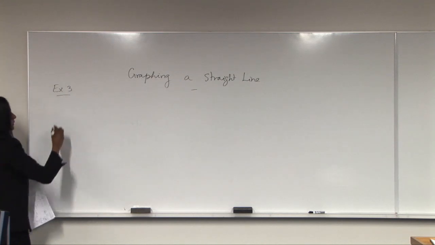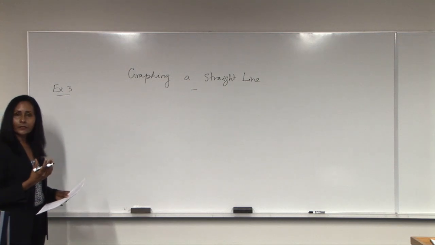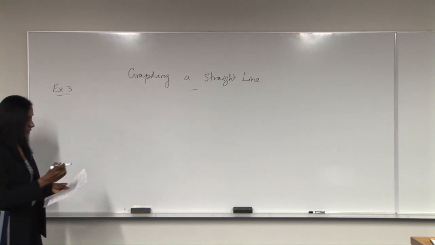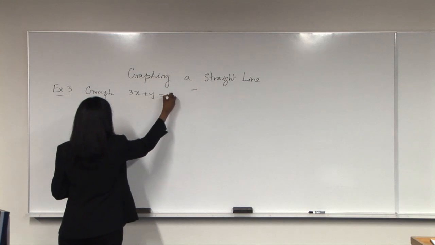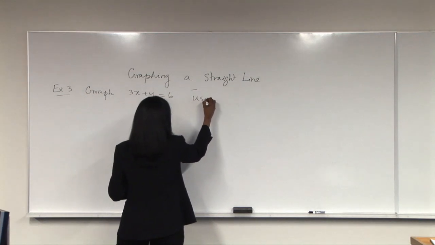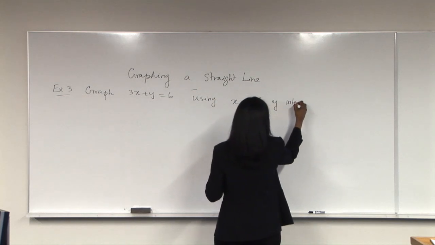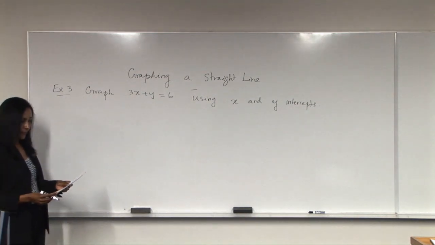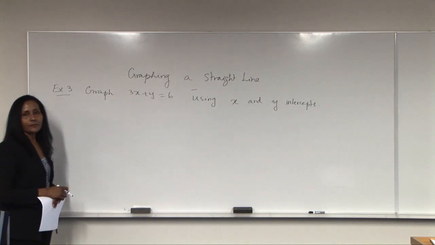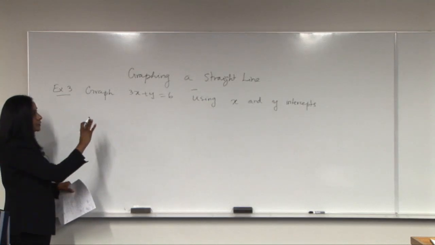Here the question is, in the previous 2 problems you saw graph a linear equation by plotting points. Here the question is graph 3x plus y is equal to 6 using x and y intercepts. So x and y intercepts. All of you know what an x-intercept is, what a y-intercept is. We are asked to use the x and y intercepts to graph this.